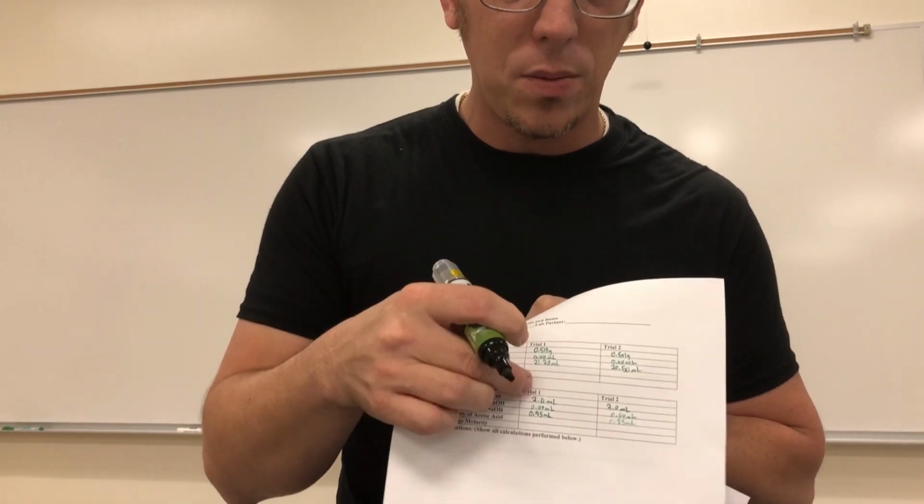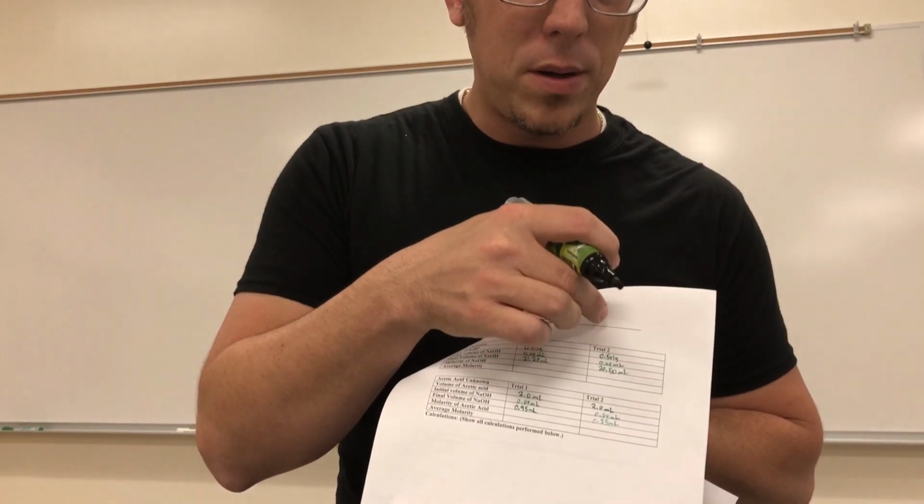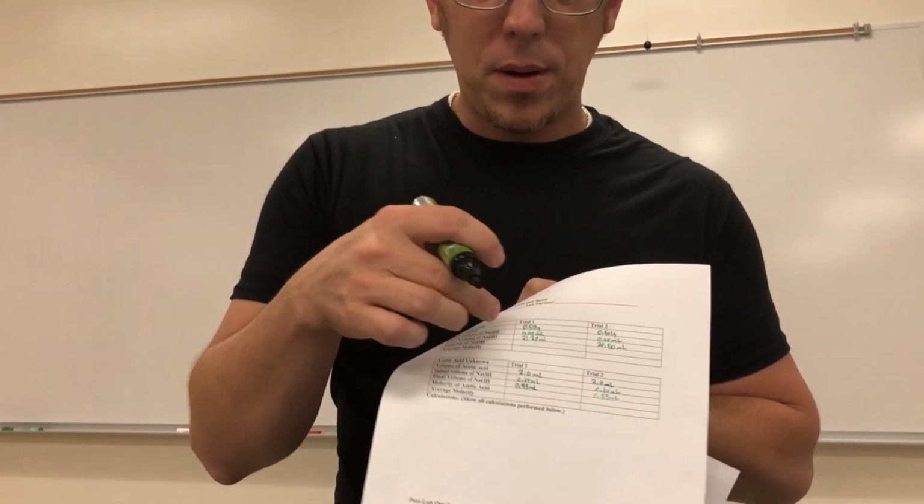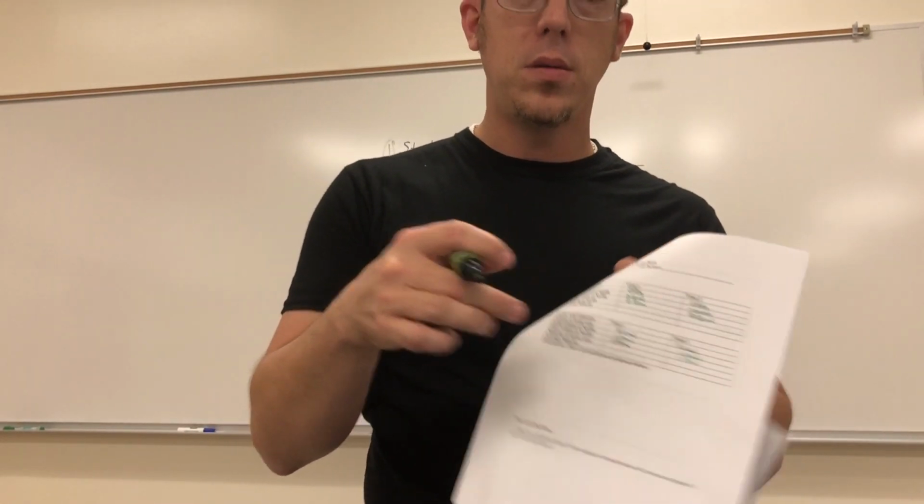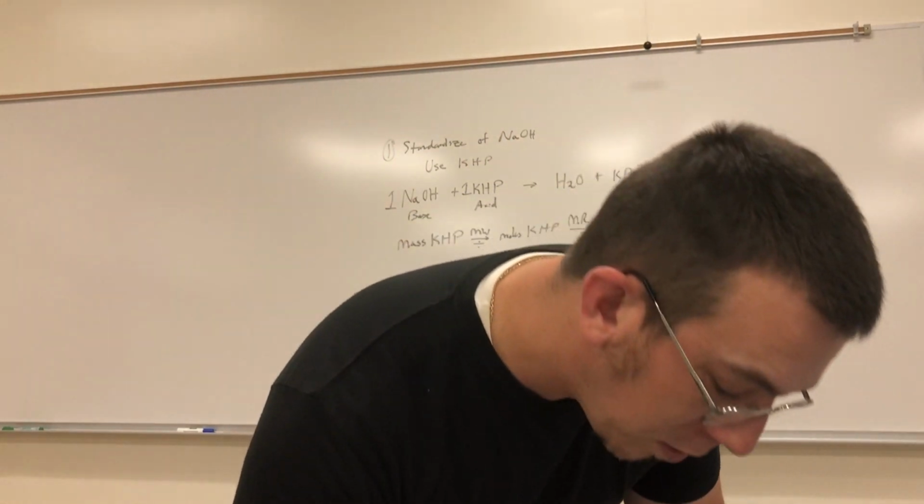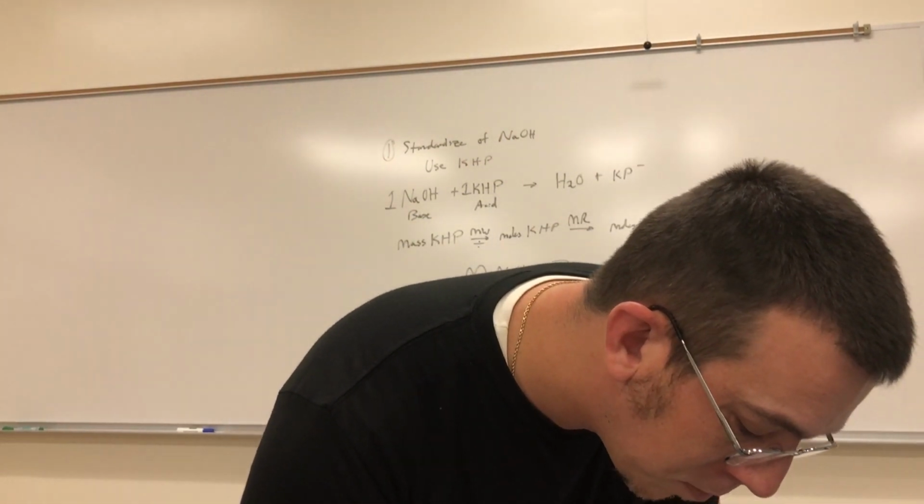Now there are 2 trials for this, so what you'll do is you'll calculate the molarity for trial 1, and you'll calculate the molarity using trial 2 and you'll average those 2 out. All right, so you only need 1 molarity here, so you only need to fill in one of those spaces there.